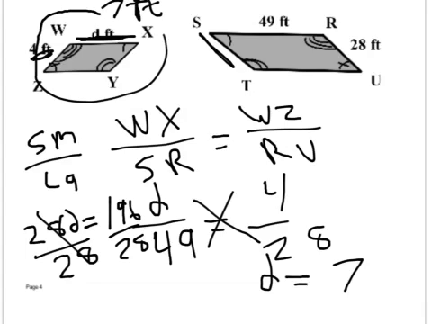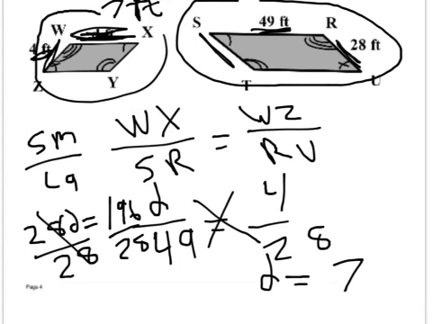Well, let's look at it. Does that seem about right? Because look, WZ is 4, and the corresponding side is 28. 4 times what gives us 28? 7. Well, if we've got 7 here and 49 here, what times 7 gives us 49? 7. So technically this is 7 times bigger. They both increase by 7. So we know they're proportional.